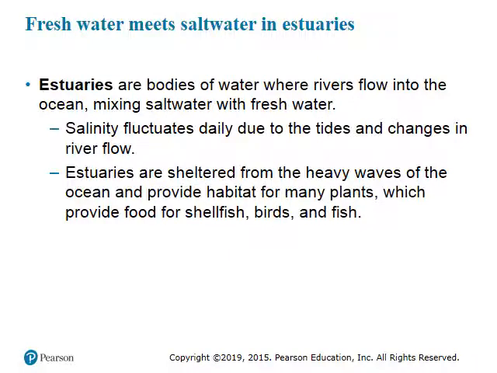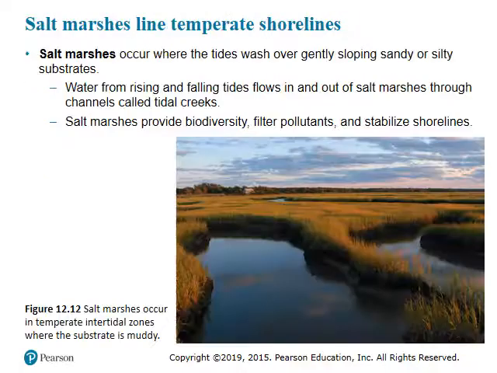Now, estuaries are bodies of water where rivers flow into the ocean, mixing salt water with fresh water. Salinity fluctuates daily due to the tides and changes in river flow here. Estuaries tend to be sheltered from the heavy waves of the ocean, and they provide habitat for many plants, which provide food for shellfish, birds, and fish, etc.